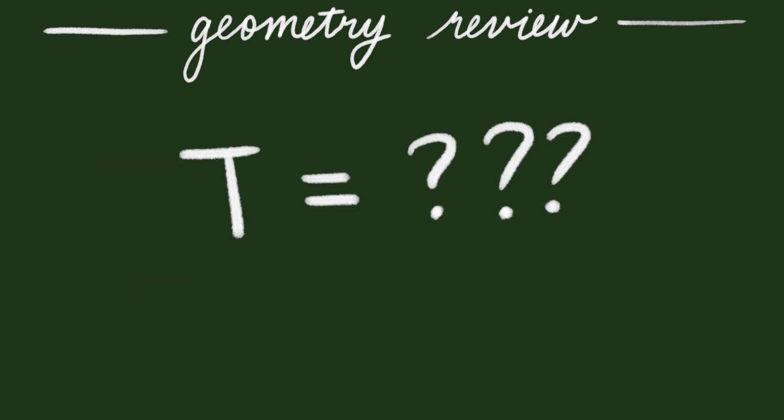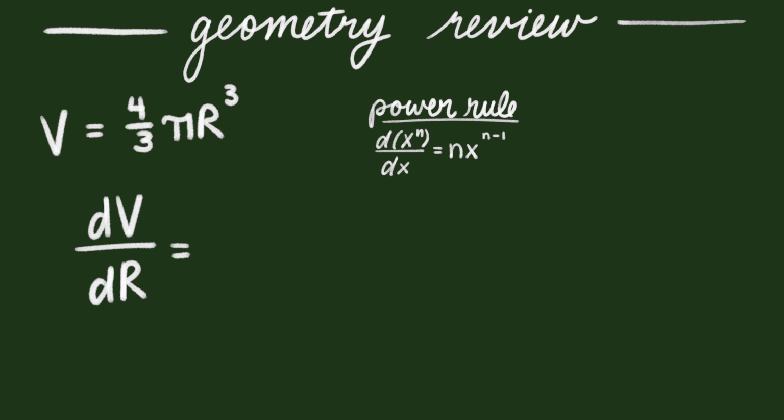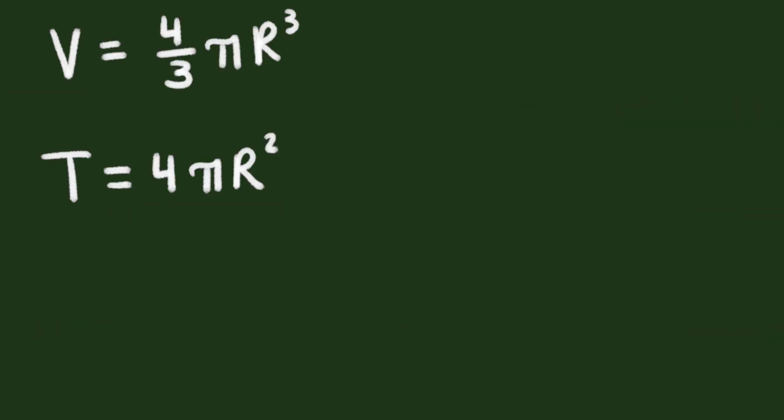What if you forget what the surface area equation is? No worries. Take the derivative of the volume equation using the power rule. If it's done correctly, you can see that the derivative of the volume is actually the surface area. Back to where we were, we now know that the surface area, or capital T, is 4 pi r squared.